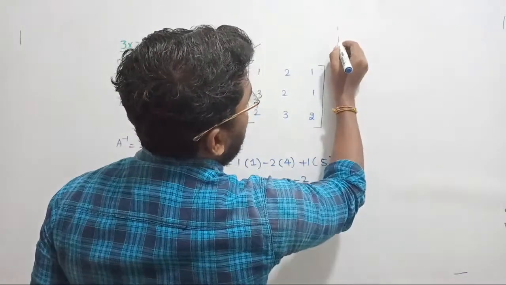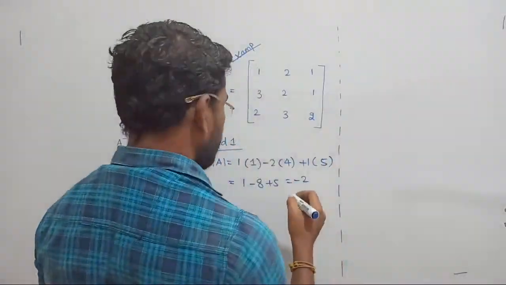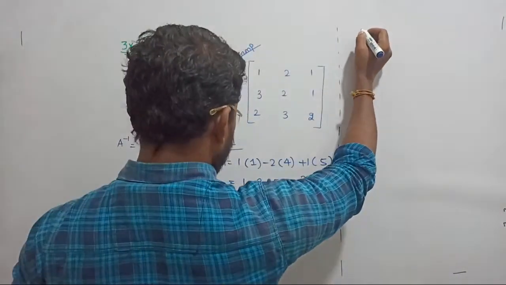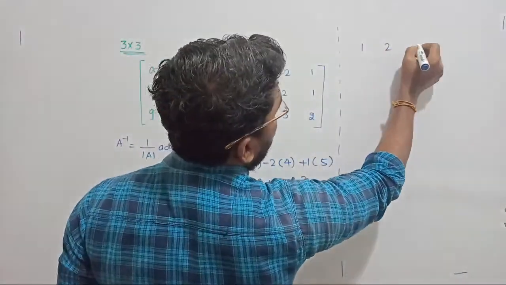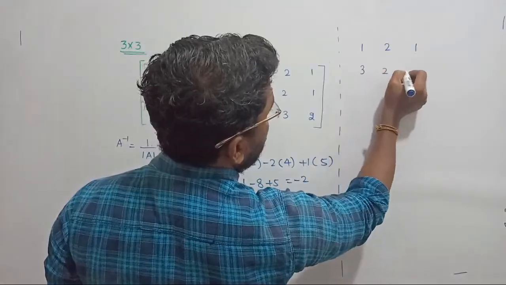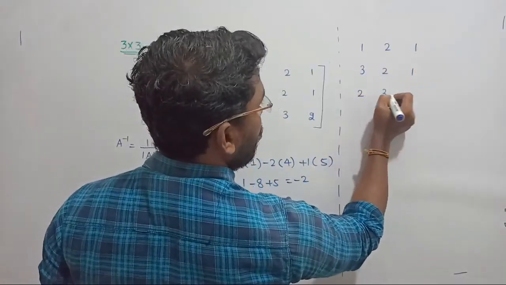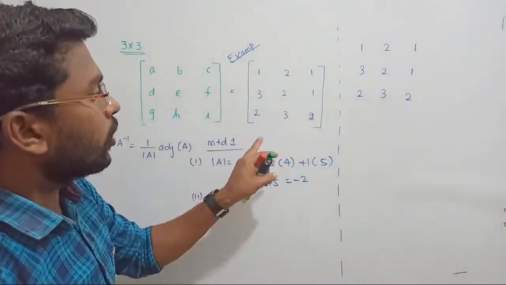Fine. Okay, let us take the second step. What I am going to do in the second step is take the 3 cross 3 matrix. Given the 3 cross 3 matrix, that is 1, 2, 1 in the first row, 3, 2, 1 in the second row, and in the third I have 2, 3, 2. Exactly: 1, 2, 1; 3, 2, 1; 2, 3, 2.